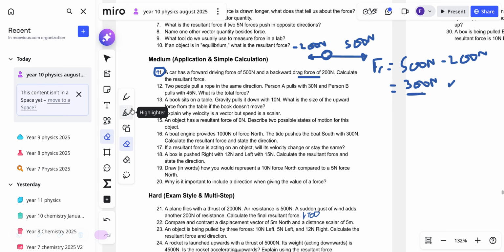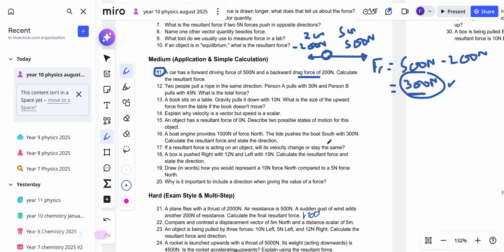Now, you have to draw a diagram. A car has a forward driving force, so I've drawn a circle for the car, an arrow for forward, of 500 newtons. Now, the arrows have two properties. The arrowhead tells you the direction. The length of the arrow tells you the force. So I could have drawn this 5 centimeters. In the other direction, it could have been 2 centimeters. So the length of the arrow tells you the size of the force, and the head the direction. So we do 500, drag force 200 backwards, so minus 200. So our resultant force is 300 newtons.